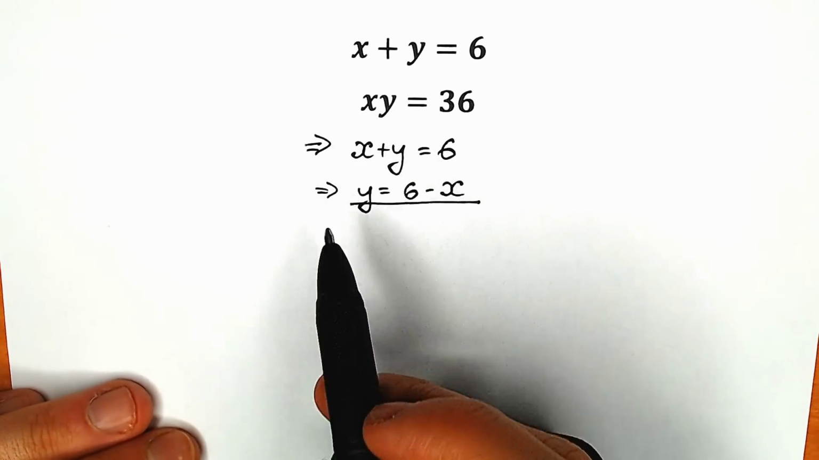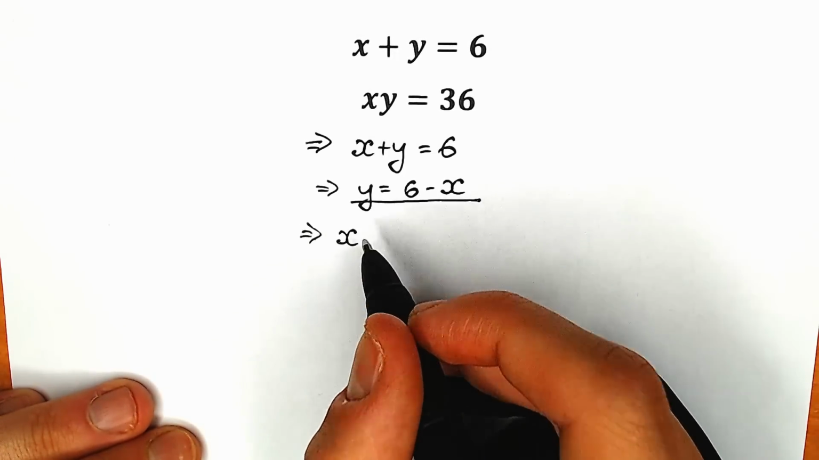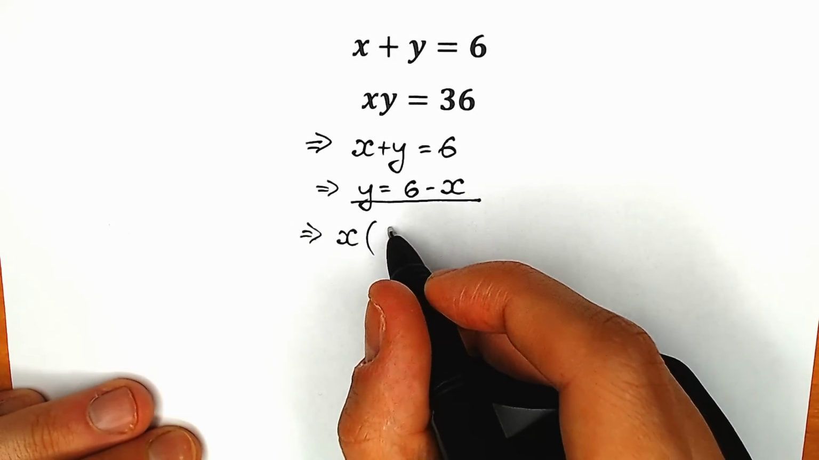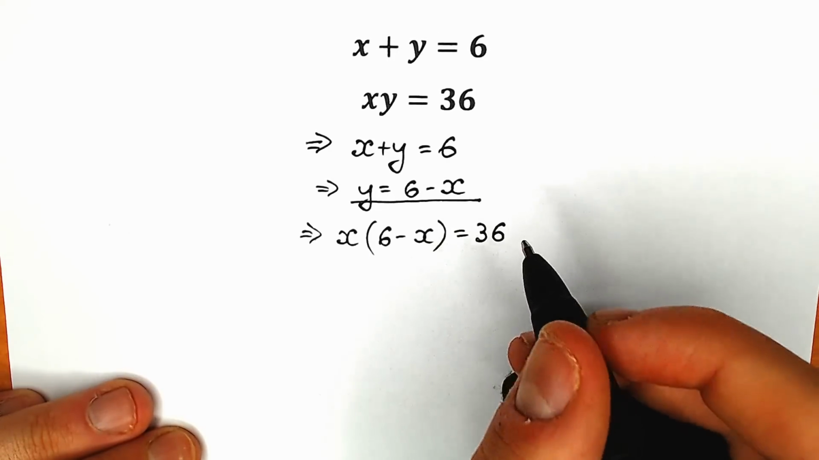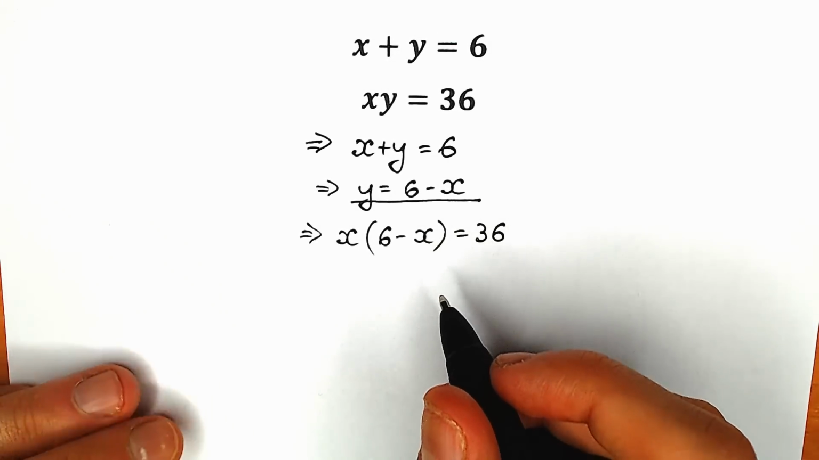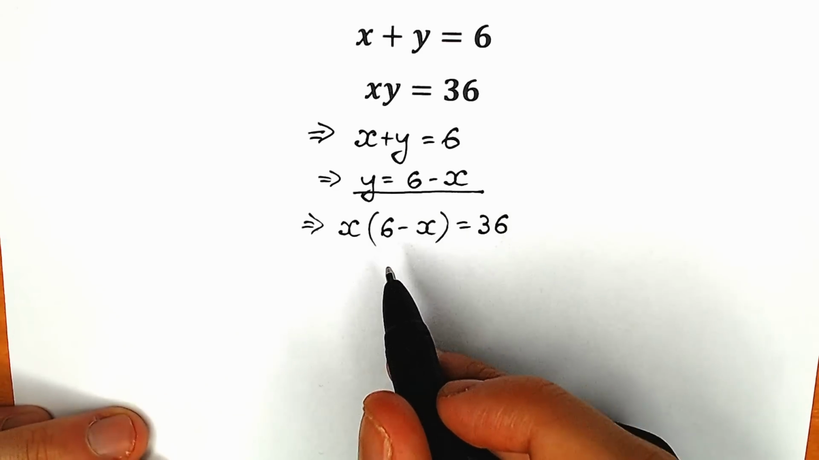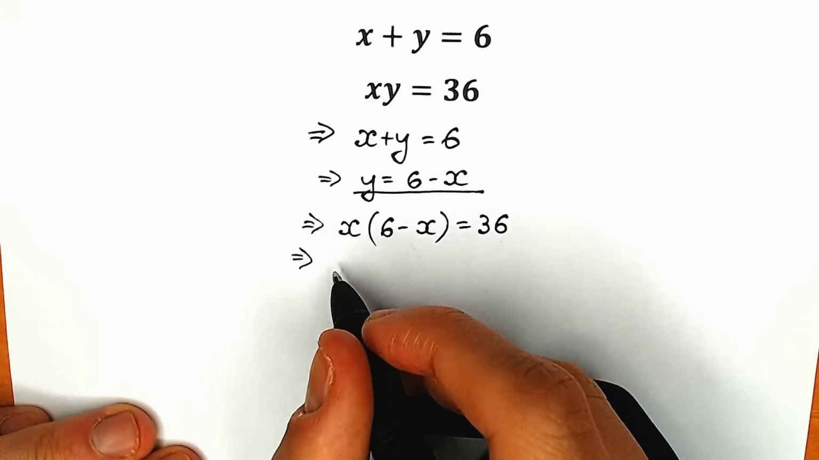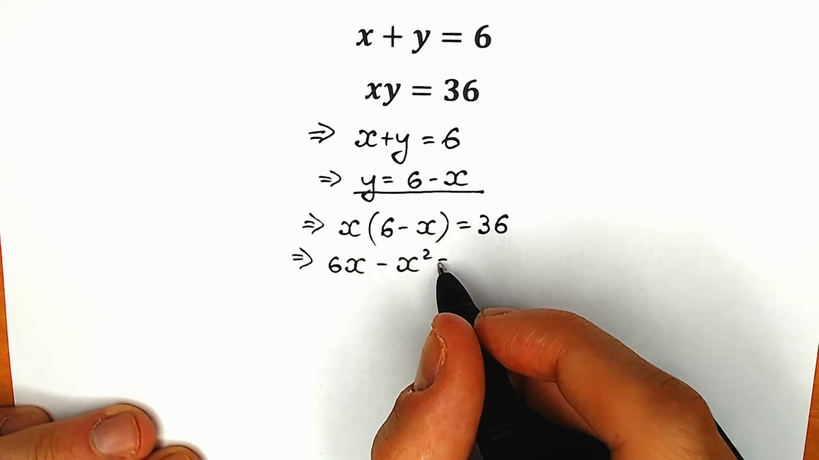In the second equation we have a product x times y, so we're going to start with our x. So we have x times y, which is 6 minus x, equal to 36, and it looks like right here we will have a quadratic equation, but let's see what will happen. First of all, let's multiply our x by these parentheses. As a result we have 6x minus x squared equal to 36.